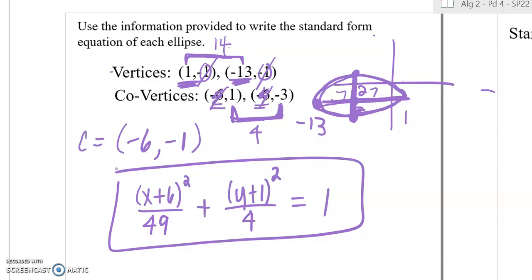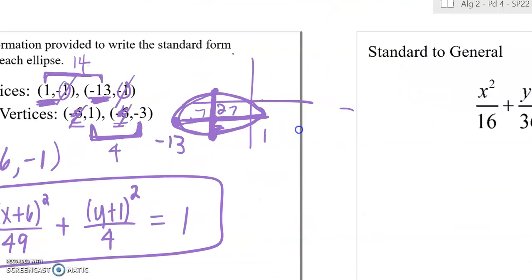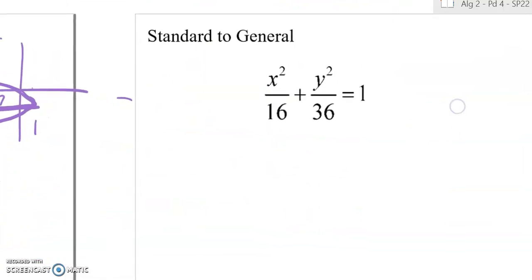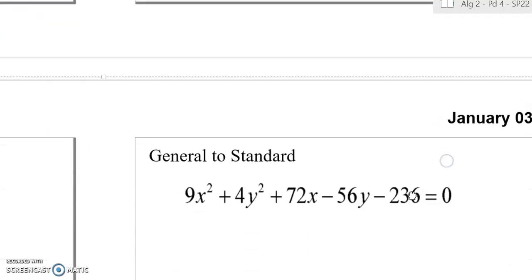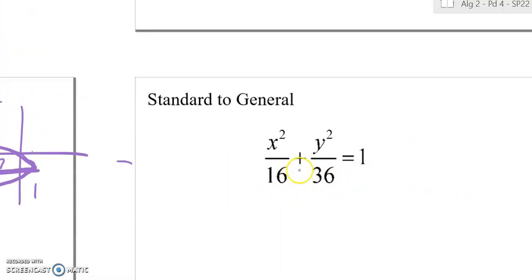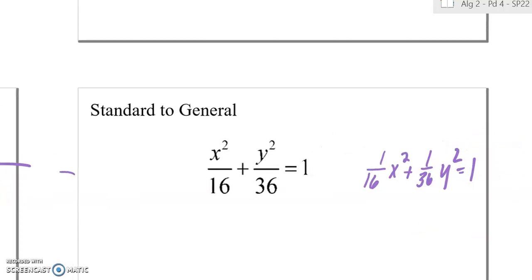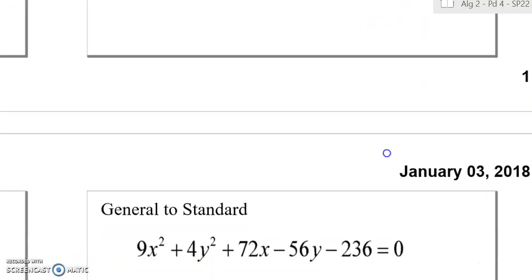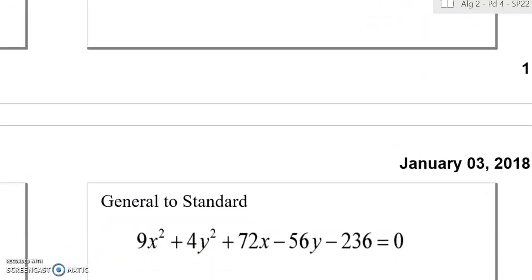There's one more thing I just want to be able to do. Yes, there's 2 problems at the bottom. We'll do those together. But the last one is taking it out of standard and writing it in general, and general form looks like this, where we have it multiplied out. It's always set equal to 0. So my biggest problem here is that I have 1/16 x squared and 1 over 36 y squared. So these are coefficients.